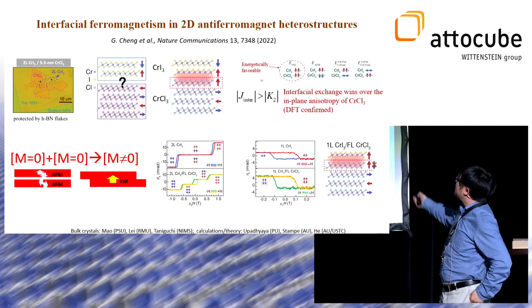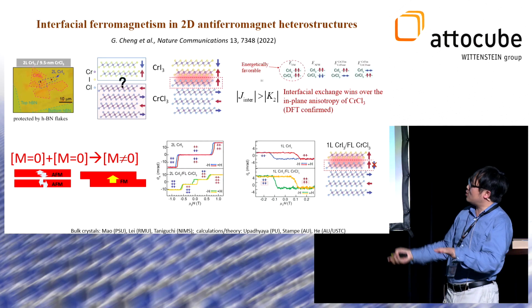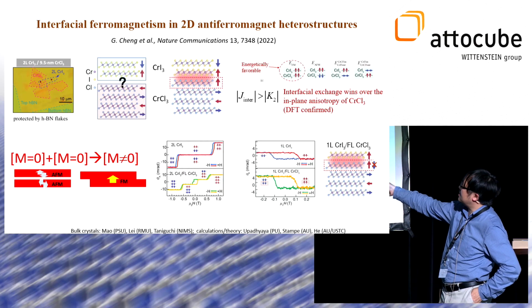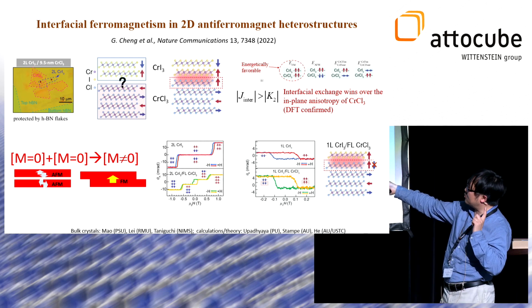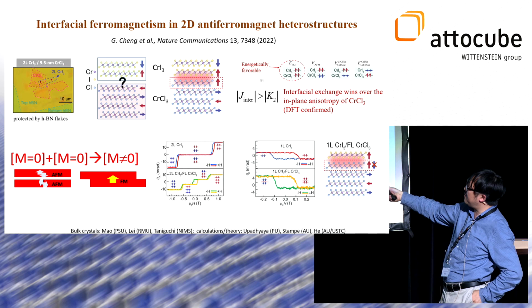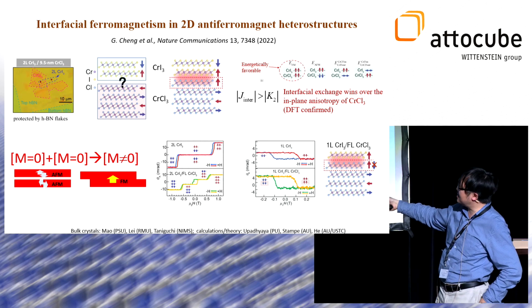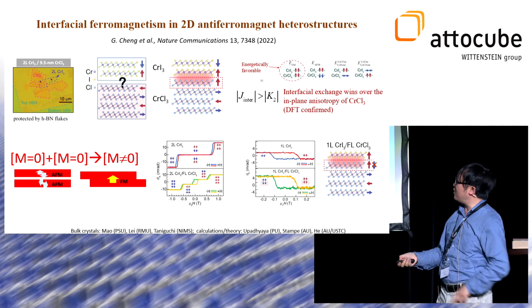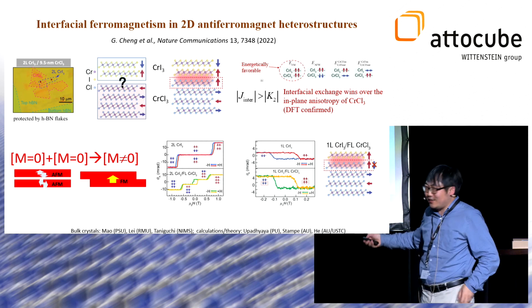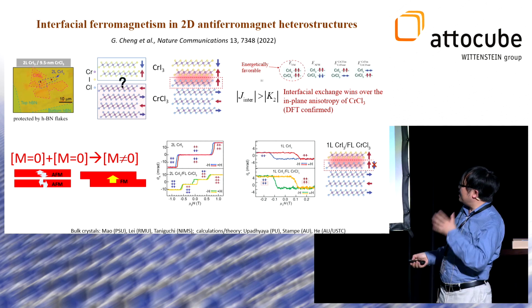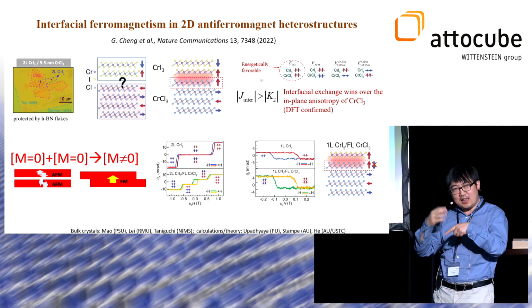Okay, so I'm coming to the end. Just very quickly, you can also stack two different kinds of antiferromagnet. This is stacking chromium iodide, which I just mentioned is a perpendicular interlayer antiferromagnet, onto chromium chloride, which I think we also heard about yesterday is an in-plane antiferromagnet. It also turns out to emerge a ferromagnetic state. But this is a different physics. This is more like exchange bias.